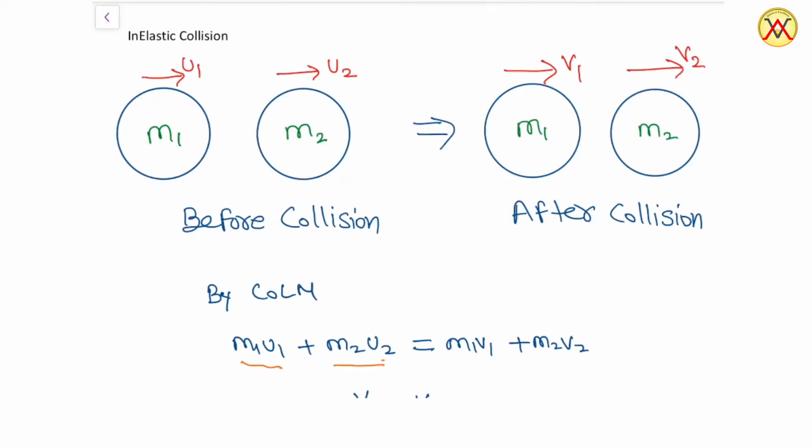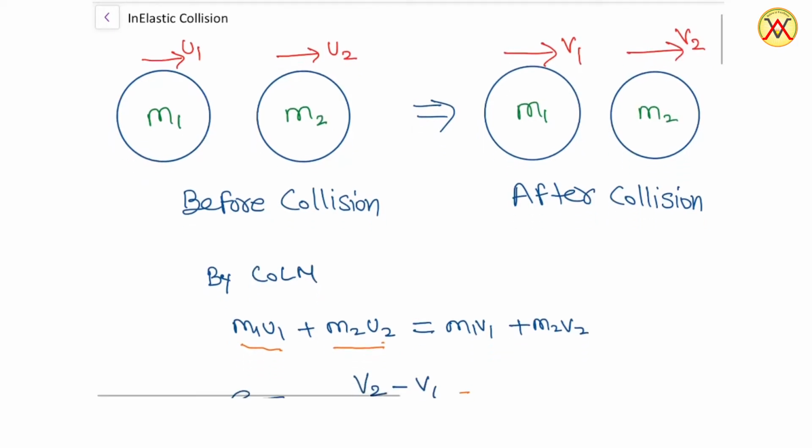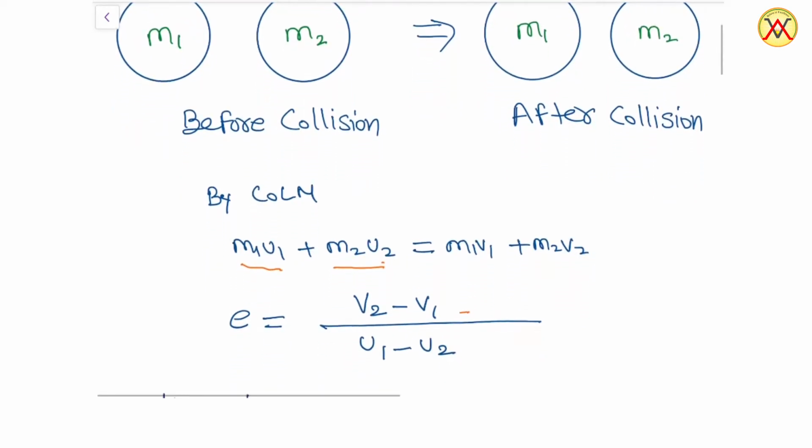Now we apply the concept of coefficient of restitution. The coefficient of restitution E is equal to the velocity of separation, v2 minus v1, divided by the velocity of approach, u1 minus u2. So by applying the two basic equations of conservation of linear momentum and coefficient of restitution, we can find the values of v1 and v2, the velocities of the two colliding bodies after the collision.